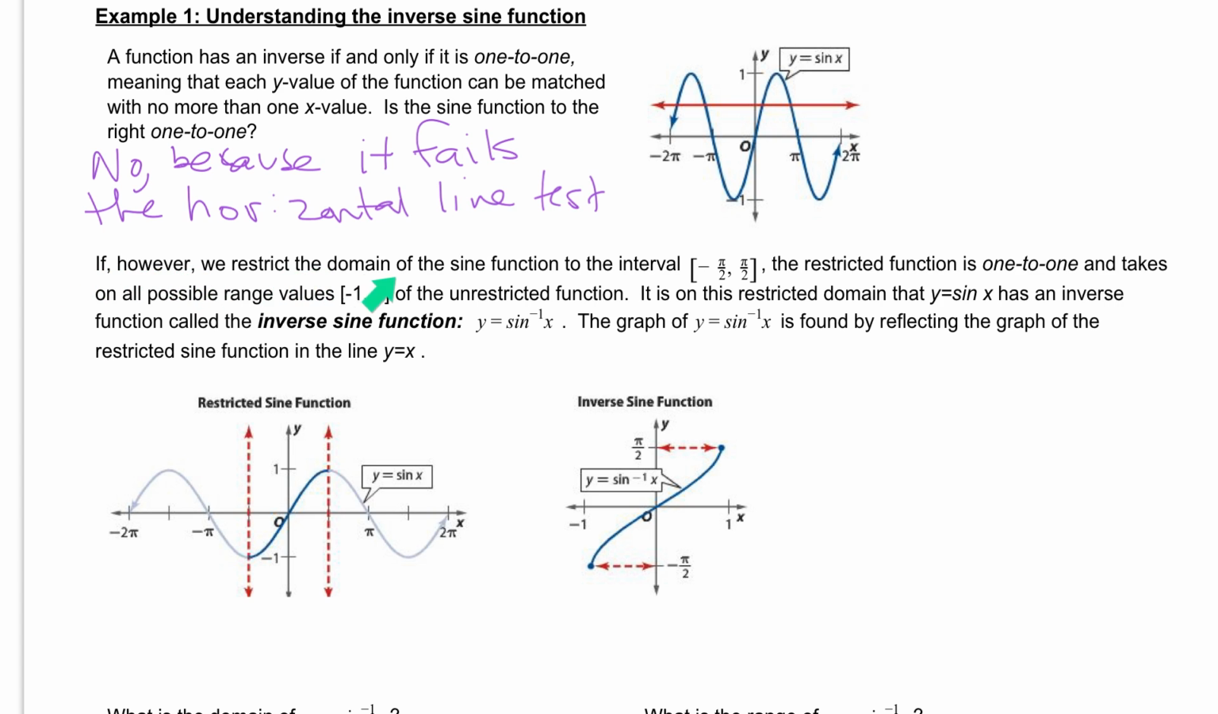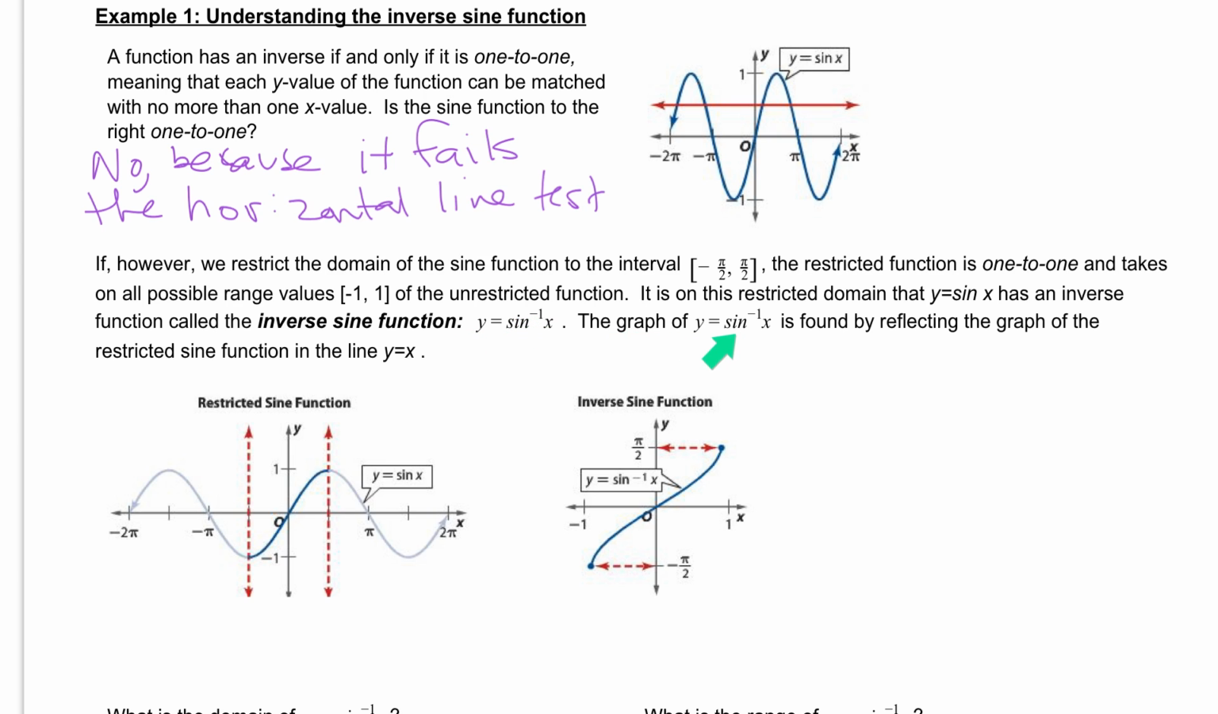If, however, we restrict the domain of the sine function to just the interval from negative pi over 2 to positive pi over 2, the restricted function is 1 to 1 and takes on all possible range values, so every number from negative 1 to positive 1 of the unrestricted function. It is on this restricted domain that y equals sine x has an inverse function called the inverse sine function, and it's notated as y equals sine raised to the negative 1 of x.